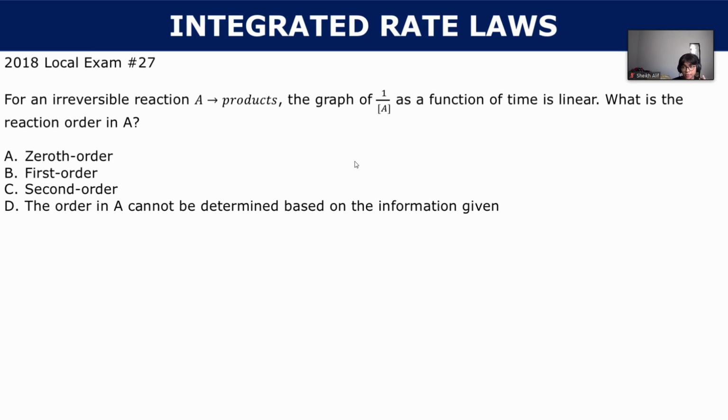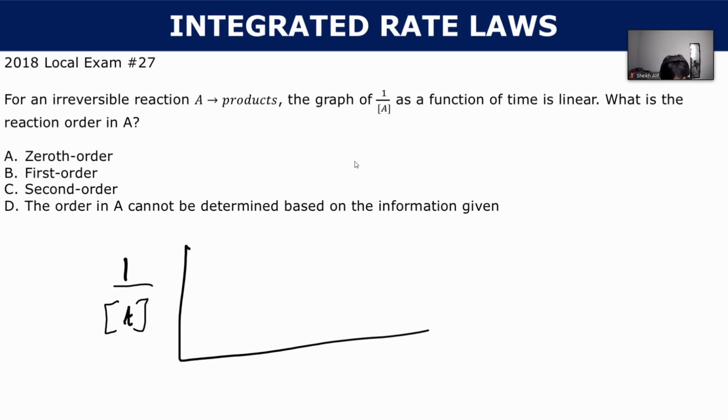Well, let's take a look at this problem. For an irreversible reaction A to products, the graph of 1 over A as a function of time is linear. What is the reaction order in A? So we're told that the graph of 1 over the concentration of A with respect to time is linear. So it could be something like this. And the fact that we're told that 1 over the concentration of A over time is linear tells us that it's going to be a second order reaction.